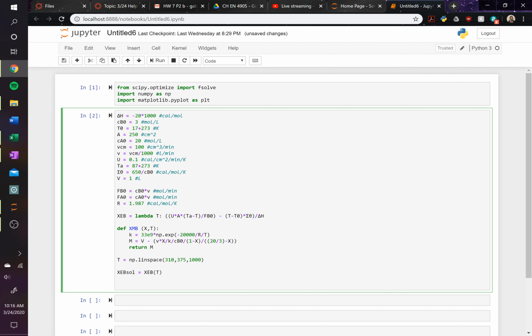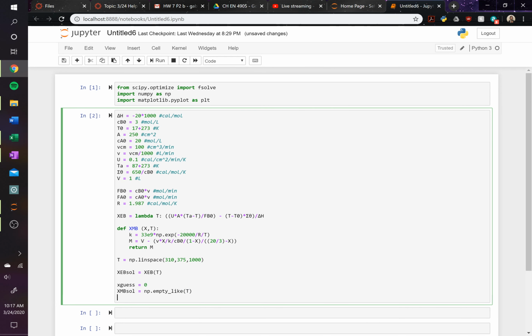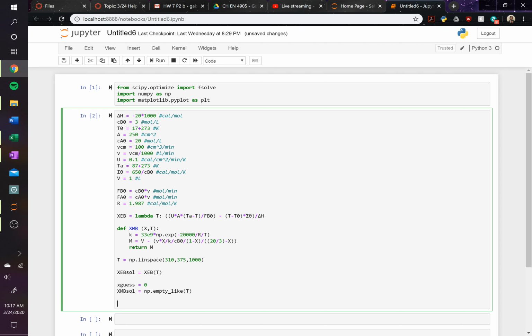For the mass balance, to use fsolve, we need to start off with a guess, which we can say is 0 for the initial condition. And we'll need to make a new variable for our solution. We'll just make it an empty array that is the same length as T. And fsolve only likes to solve at 1 point at a time. So because of that, and since we have a lot of points, we'll need to have it cycle through about 1,000 times. So we'll need a for loop to do this.